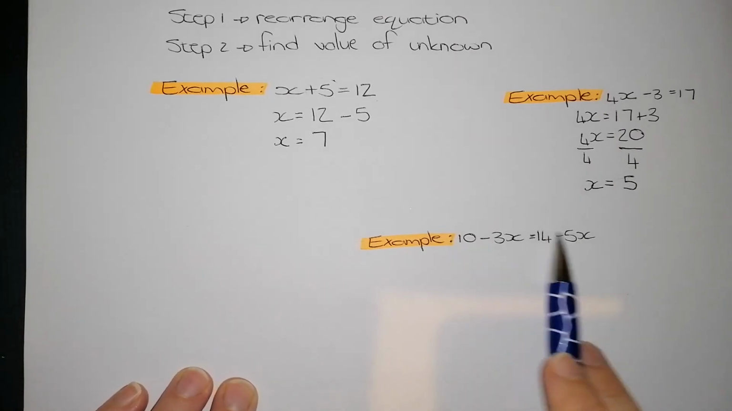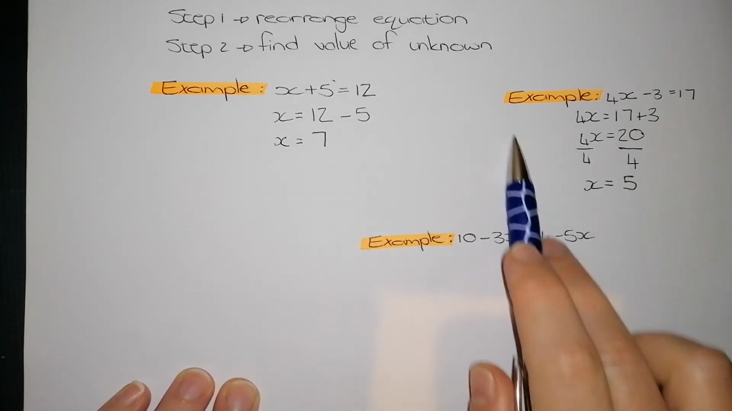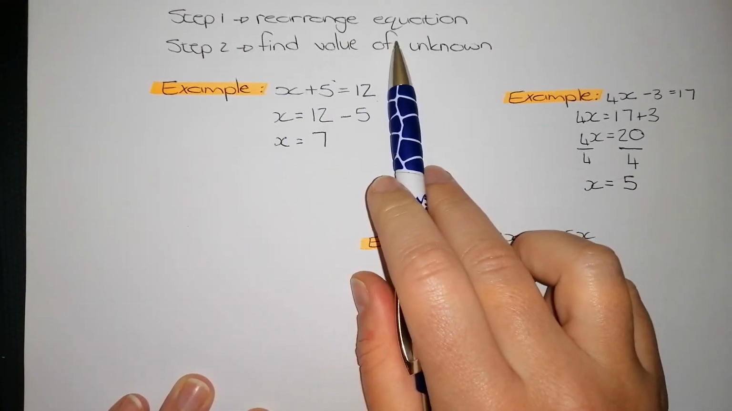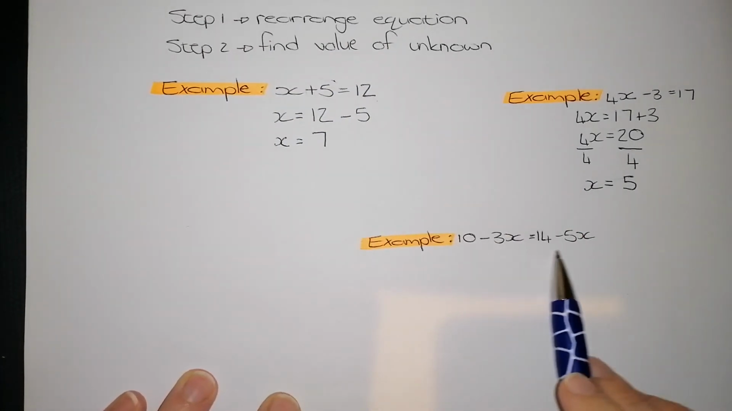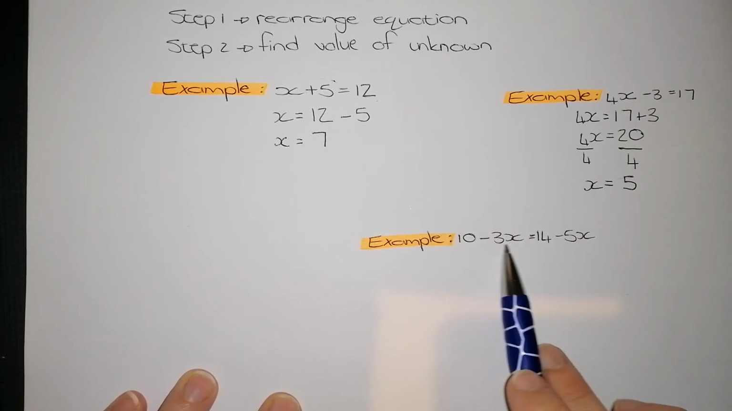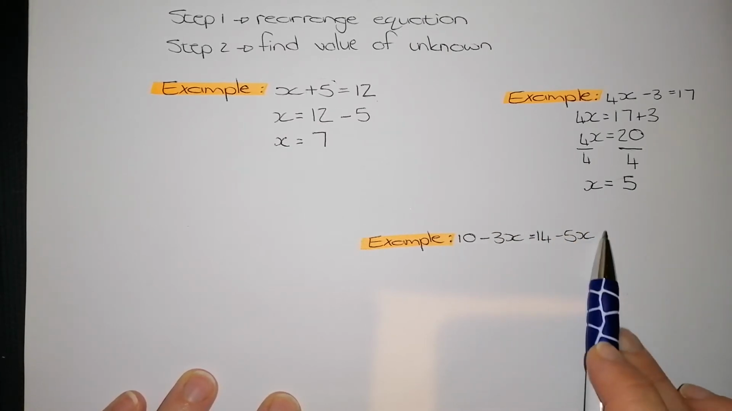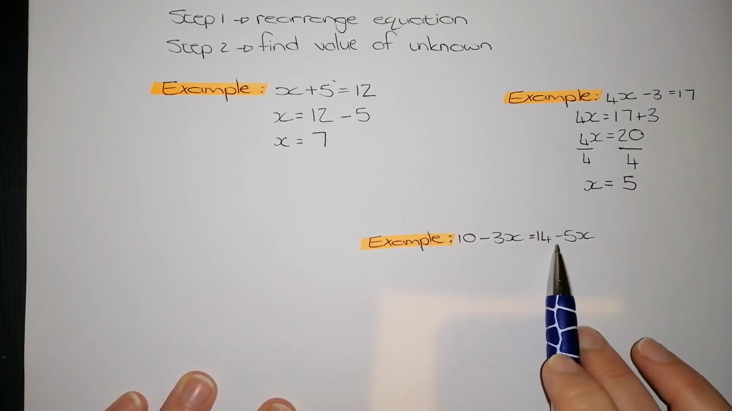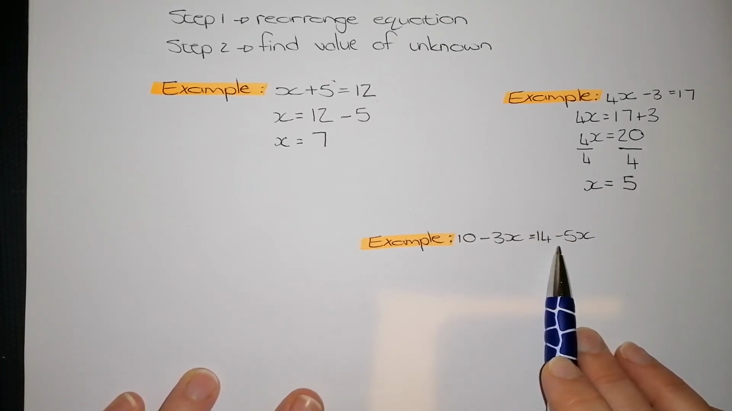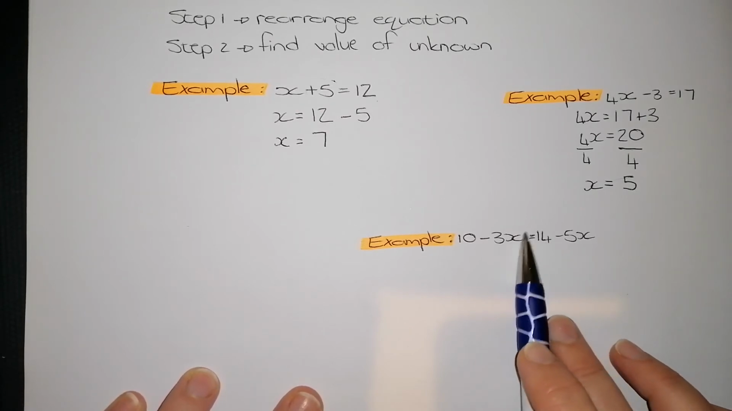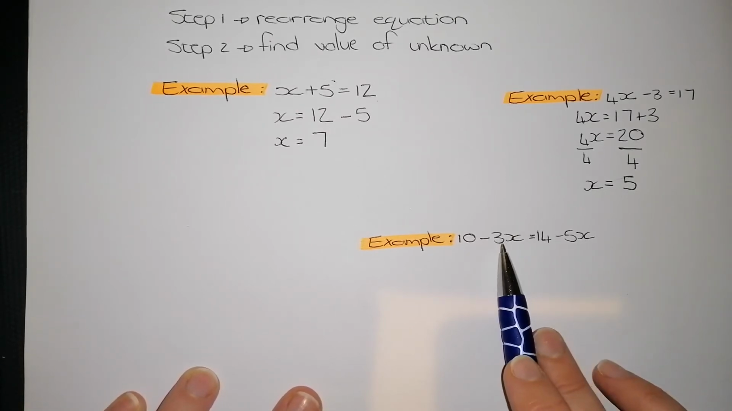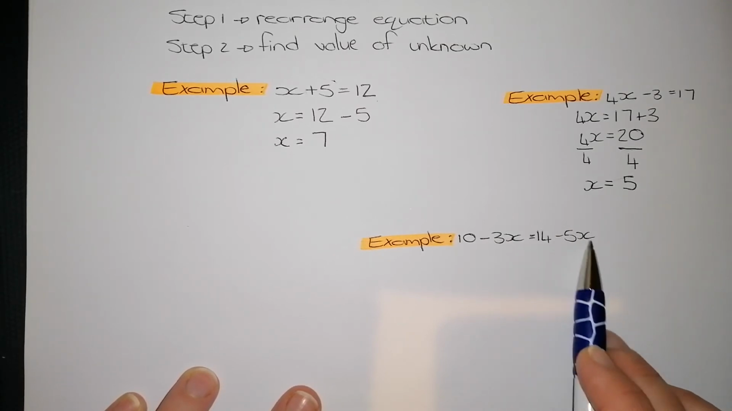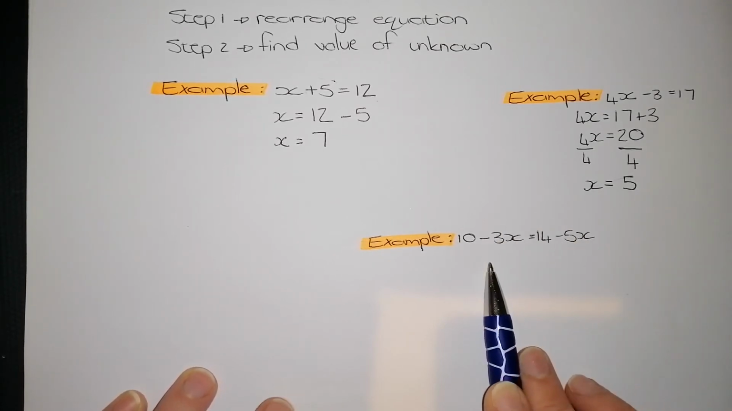Right, so this last example is going to have even more steps than the one that we already did. Step one is rearrange my equation. When I look at this equation, I've got unknown values on both the left and the right, and values without unknowns also on both the left and the right. So you need to decide which way you want to go with your equation. I like to work with positives, so therefore I'm going to take my negative 5x over to the left-hand side.